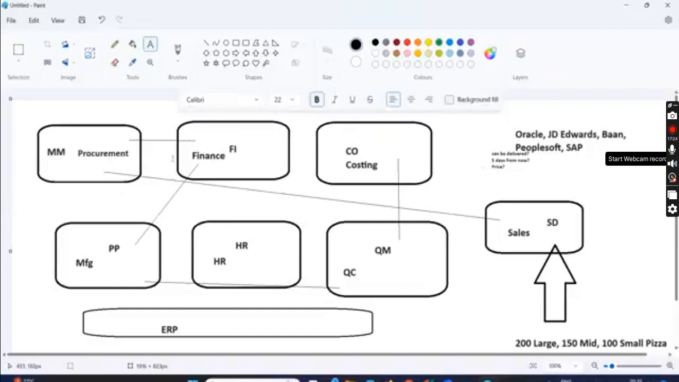So these many major functional modules are available, and our focus area lies somewhere here. Most of the part is in FI, and very little part in controlling.